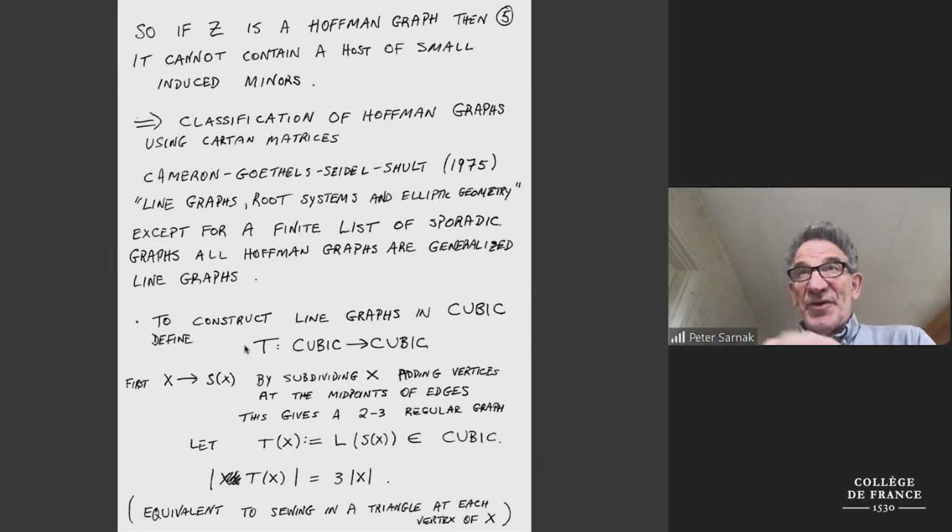All that the operation did was it took every vertex in my original 3-regular graph and sewed in a triangle there in an obvious way. So I'll have 3 times the number of vertices. That's a way to think about it. But because with this operation I land up with a line graph, it turns out that if I start with any graph and then apply T to it, the new graph is a line graph, so the smallest eigenvalue has to be greater than or equal to -2.